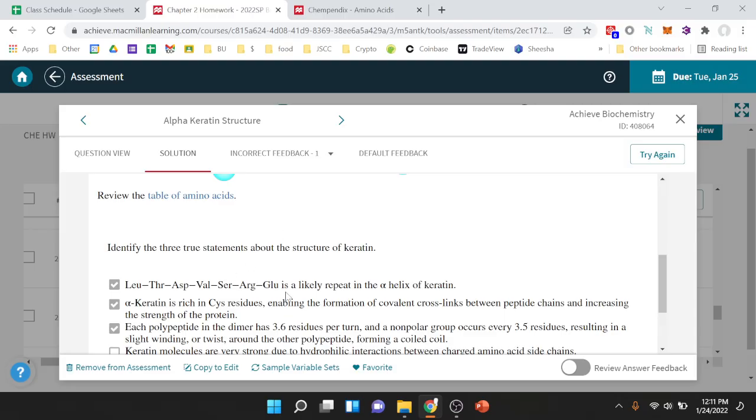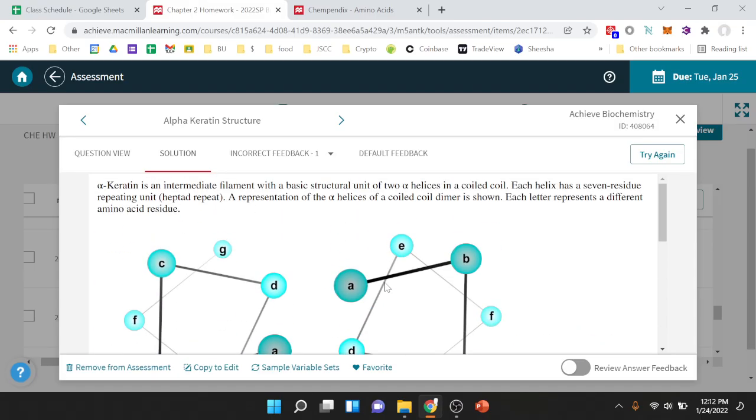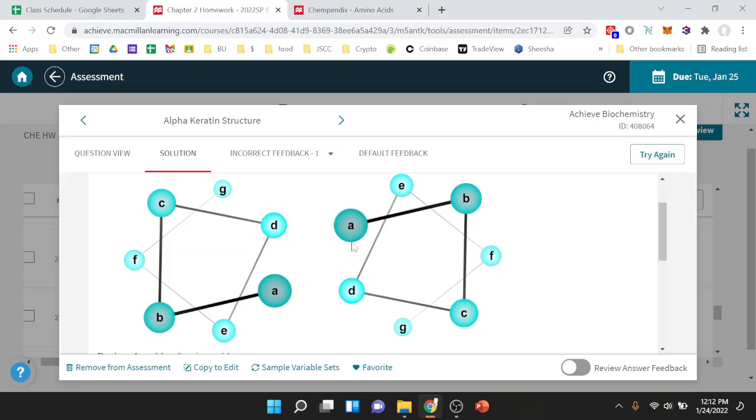Well, we could think about, are those groups that oftentimes show up in an alpha helix? That would be a good place to start, right? Do they make sense to be in what this is used for? So this is an intermediate filament. There you go. And then we look at this, and we have A, B, C, D, E, F, G coming out towards us, right? Okay.